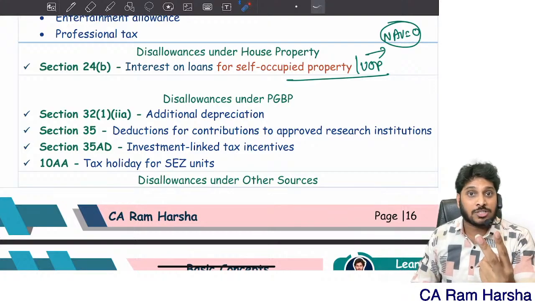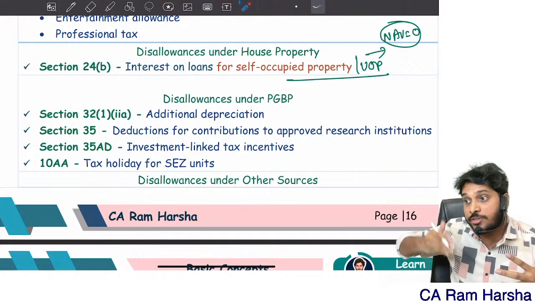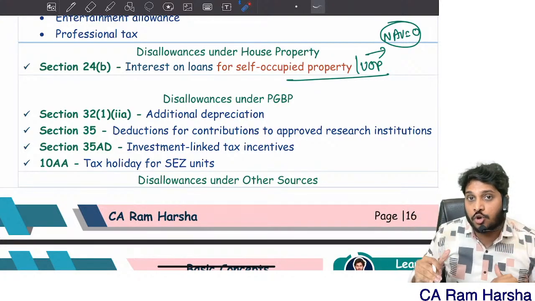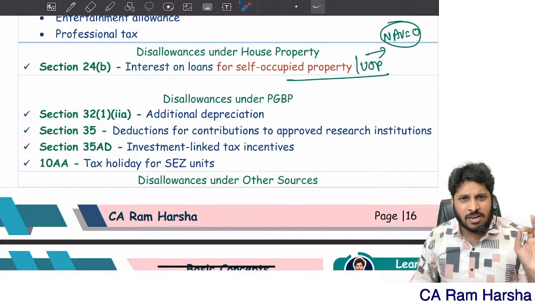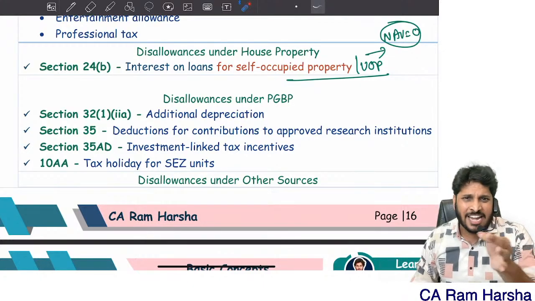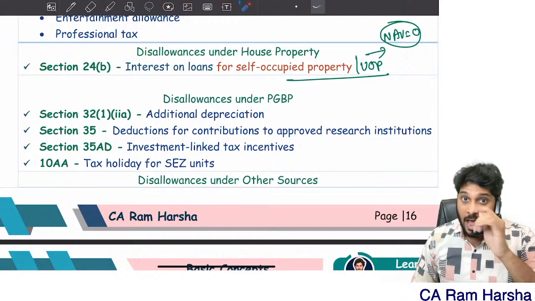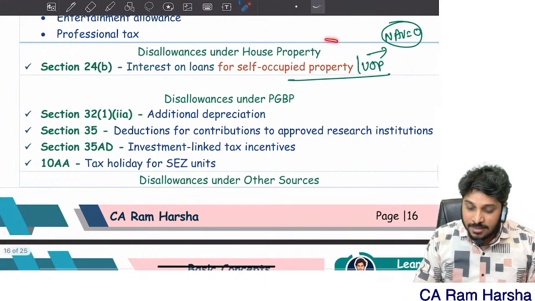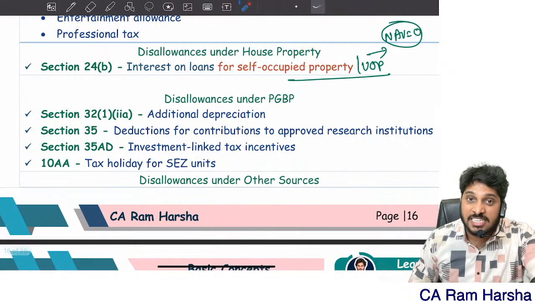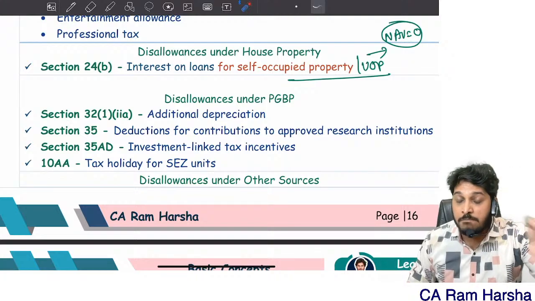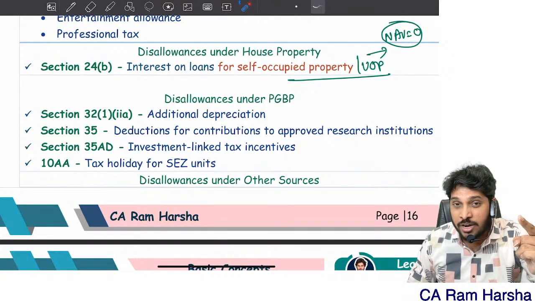Only 2 houses. Suppose the assessee has more than 2 houses which are self-occupied or unoccupied, any 2 houses he will claim as SOP or unoccupied property with NAV zero benefit. The remaining house is called deemed let out property. And for deemed let out property, this disallowance under default tax regime will not apply. Remember this, mark this point in your mind.